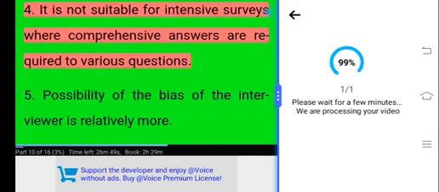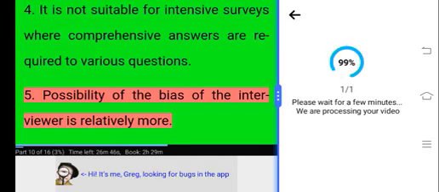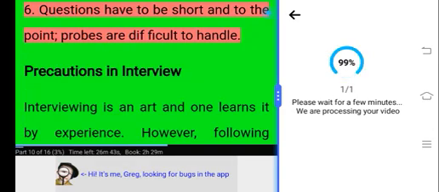4. It is not suitable for intensive surveys where comprehensive answers are required to various questions. 5. Possibility of the bias of the interviewer is relatively more. 6. Questions have to be short and to the point. Probes are difficult to handle.